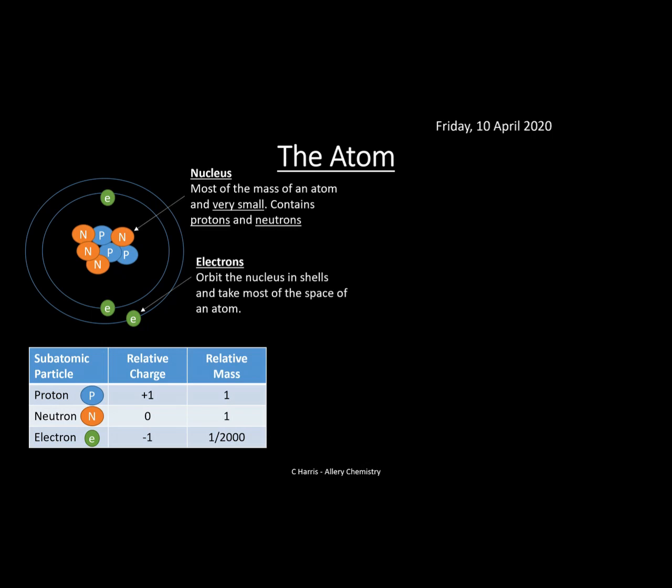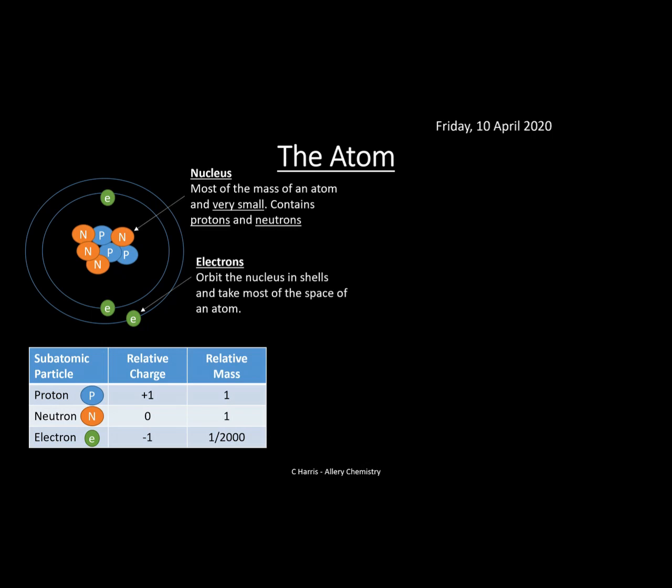That's just a mass that's used to measure relative to protons and neutrons, which both have a mass of 1. Your exam board at A-level sometimes use very specific figures. So you might see 1 over 2,000, or you might see 1 over 1,860, for example. Depending on the exam board that you're going to do at A-level will depend on what that is, so it is worth checking that.